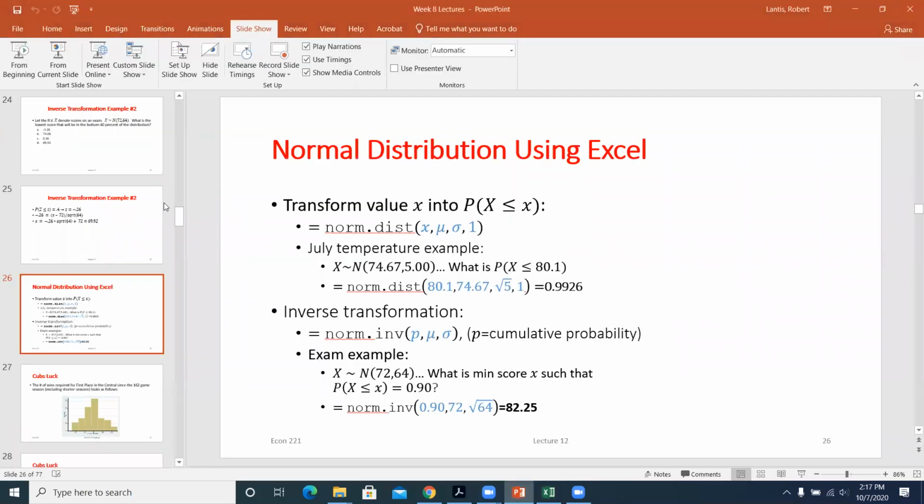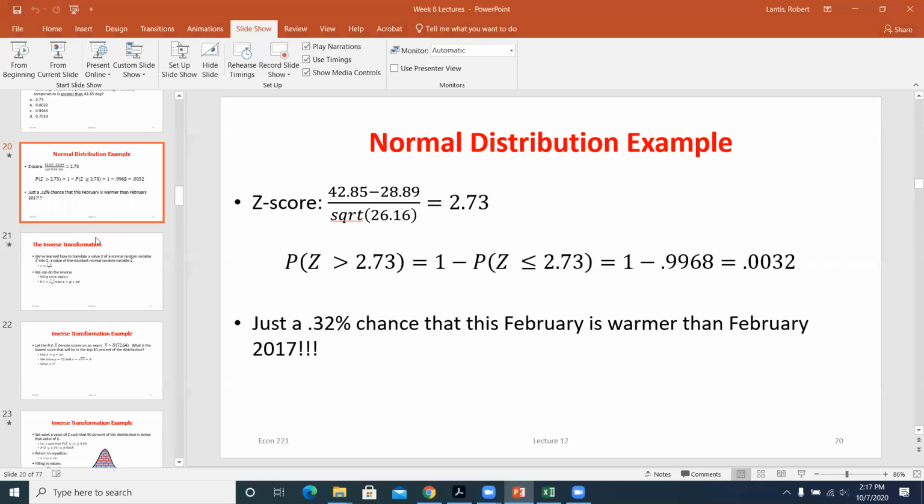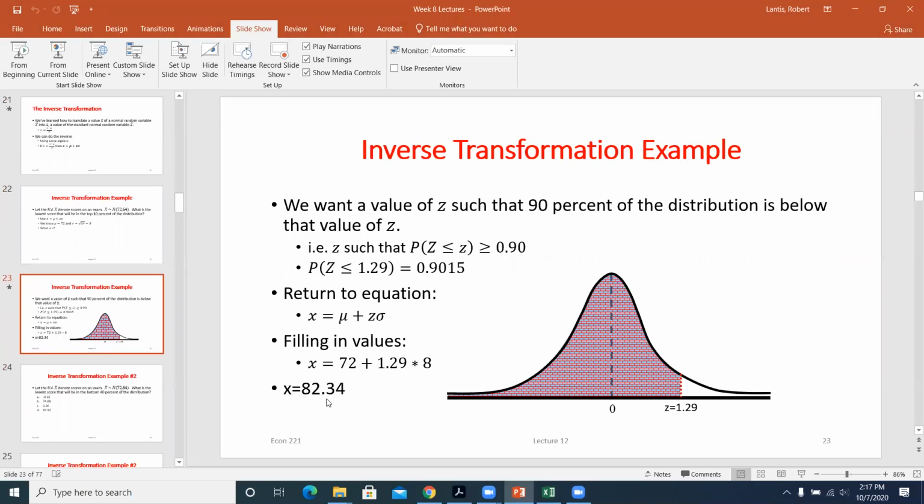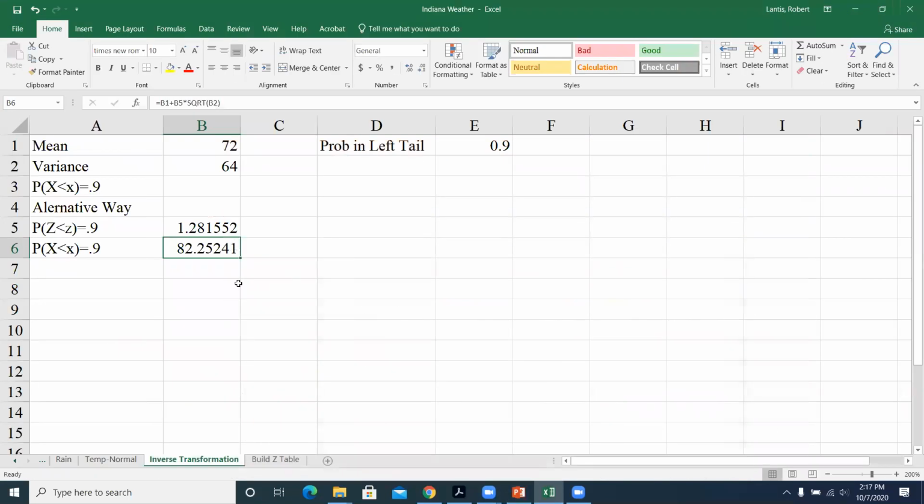Now notice, that's really close to the answer we found by doing it by hand, but it's a little bit off because we didn't have to round those intermediate values to 2 decimals, right? So we can be a little bit more precise in Excel.